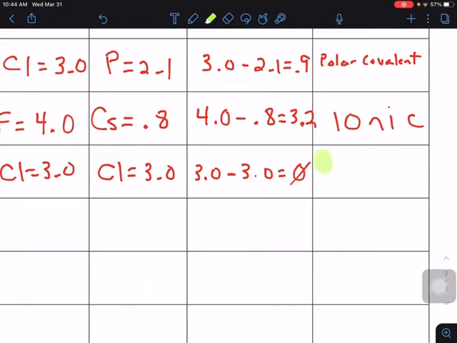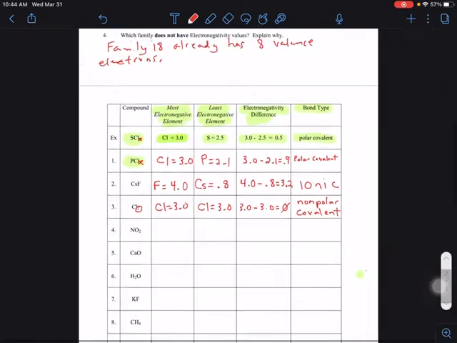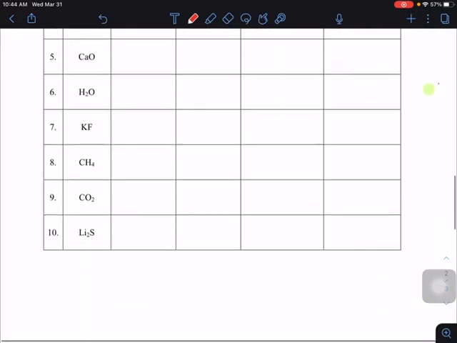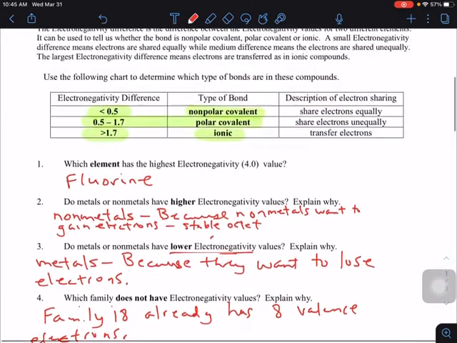Okay, so we will write nonpolar covalent. So that's how you do those. And then you've got a few more left there to do.